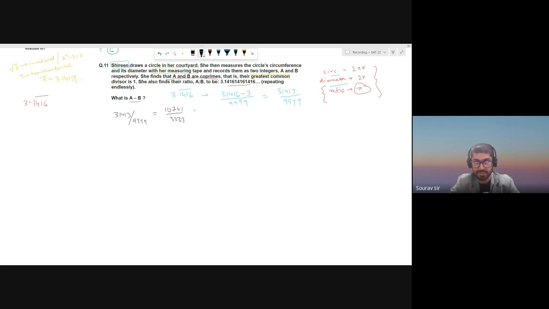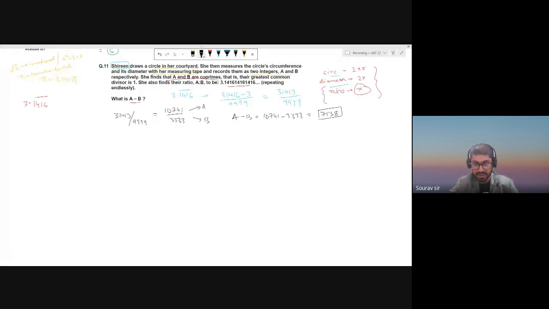A and B are co-prime. Since these are co-prime, this should be A and this should be B. Right? So A minus B would be 10471 minus 3333. Sorry, 4 threes. That will be 7138. That is your answer. So again, another sum from the chapter of mensuration was given, but actually it was a disguised sum. It was a sum from the first chapter, fractions, numbers, ratios. All right, so this is done.